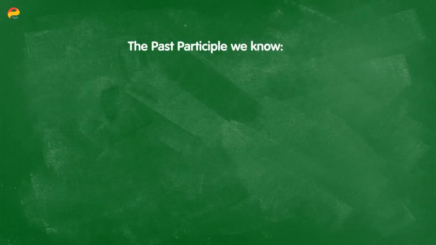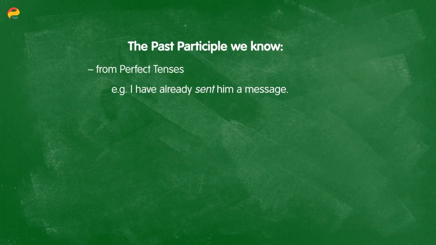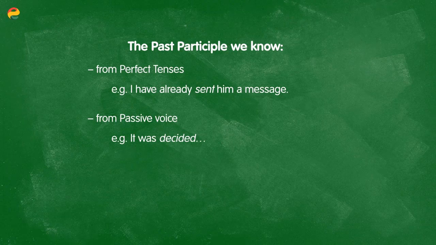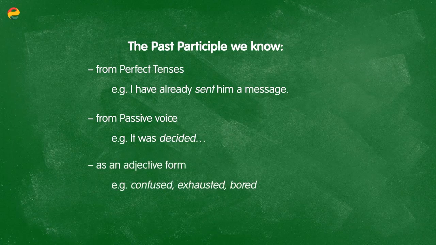And finally, we use the past participle to form the adjective from some verbs. For example, confused, bored, exhausted. However, there's one difference here between the past participle and the present participle, and that is that the past participle cannot be used to form an adverb. Only the present participle can do that. So there's also another difference, and that is that the past participle does not have an active form. It is only ever passive. So let's examine the past participle and how we use it in some sentences.